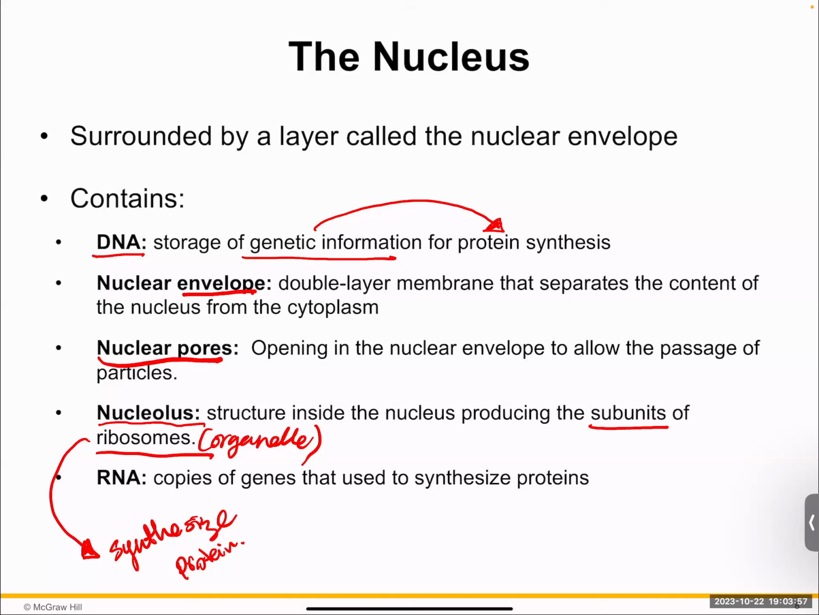Lastly, within the nucleus, you have RNA, which, as we talked about, DNA forms copies called RNA, and RNAs are what we use for protein synthesis. So again, looking at this process, nucleus contains a significant amount of structures that are basically making sure the cell is running properly.